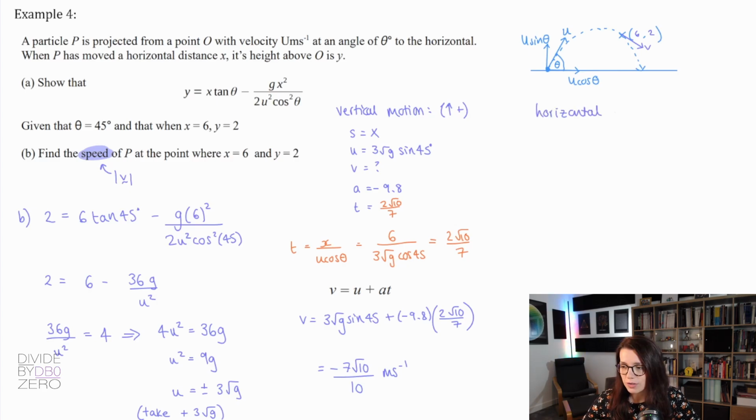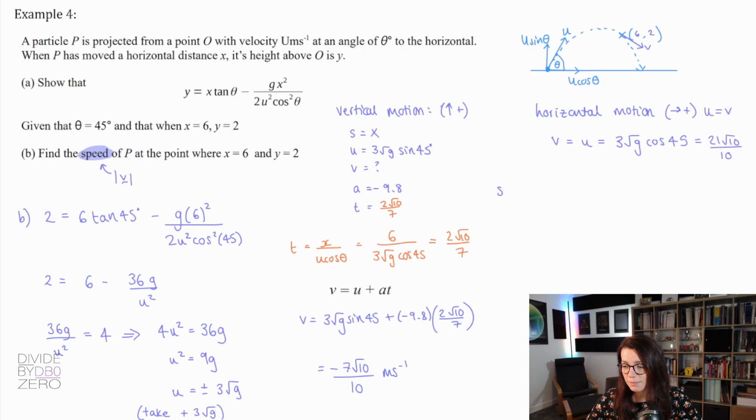Let's now consider horizontal motion. Going to the right is positive, and also remembering that u is equal to v in this case. So because we know that the initial and final velocity will be the same horizontally, don't need to bother doing a SUVAT, you can just say that v will be equal to u horizontally, which is 3 root g cos 45. Works out to be 21 root 10 over 10.